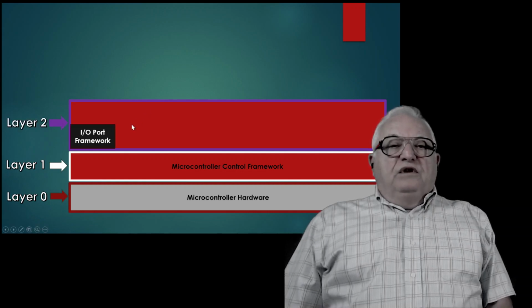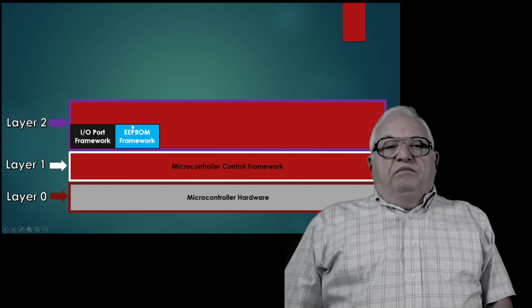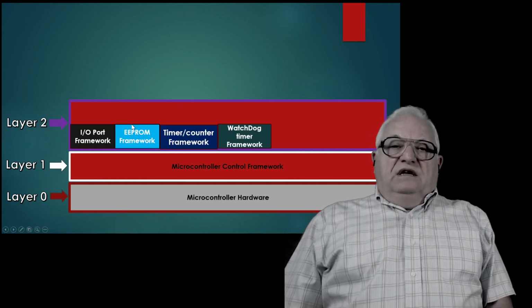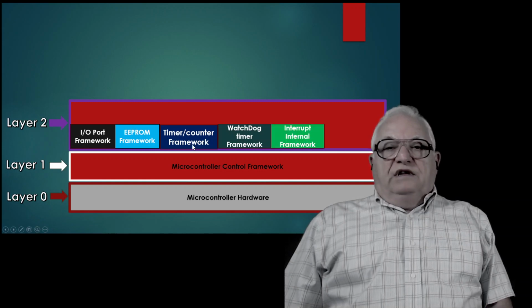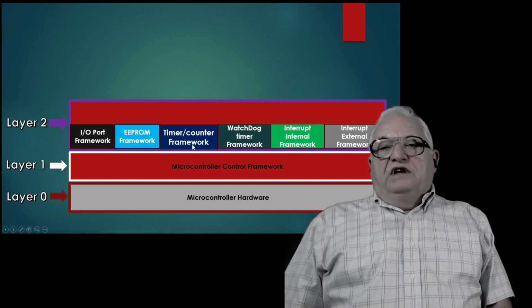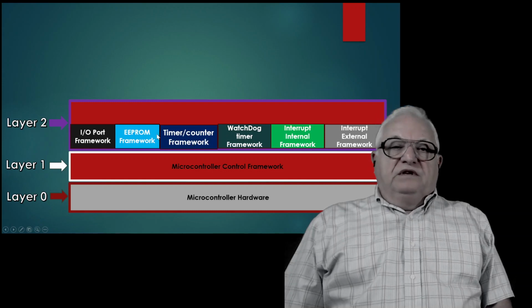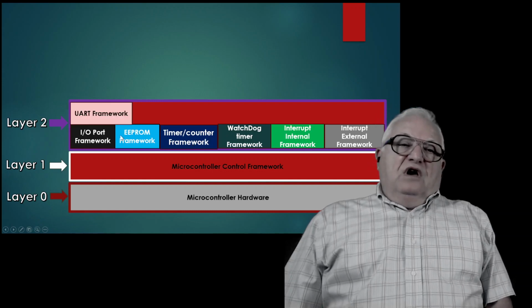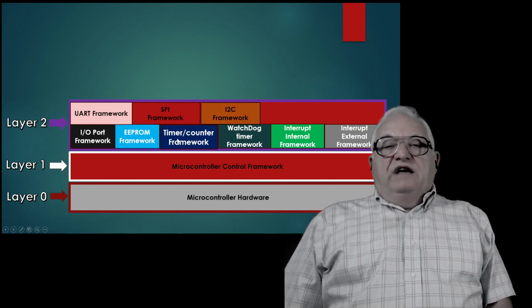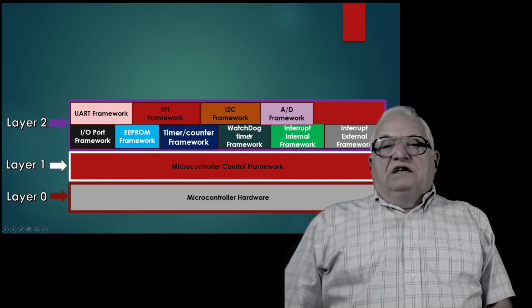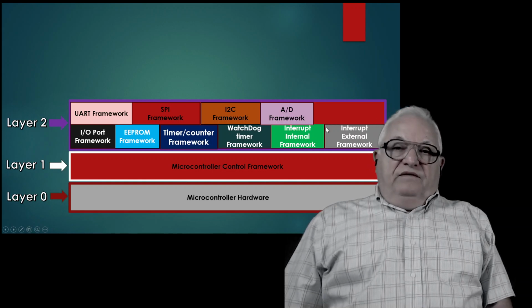A layer 2 will contain all the frameworks needed to ensure that the microcontroller functionality works correctly. So for example, we have the internal interrupts, external interrupts, I/O ports, UART framework, SPI framework, I2C framework, analog to digital converter, and finally the comparator framework.